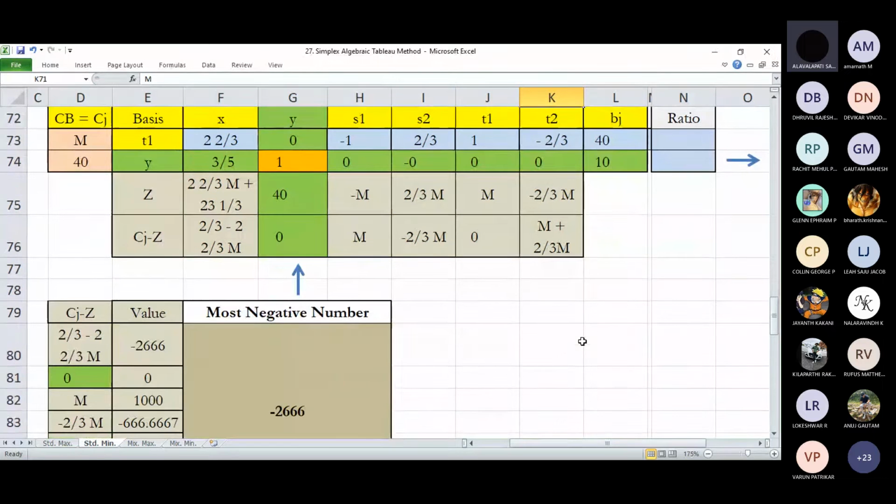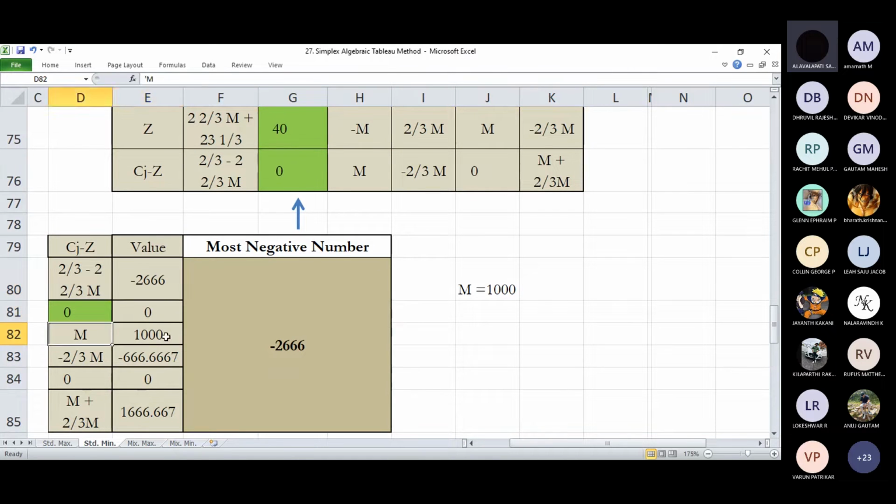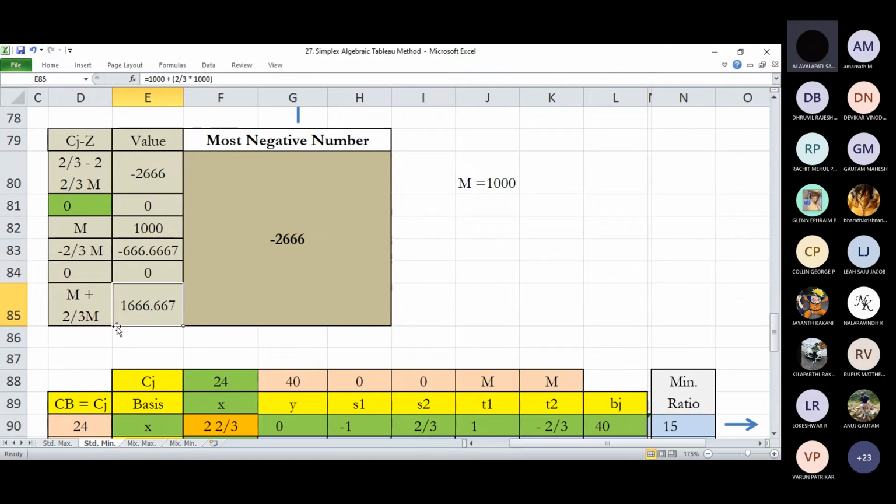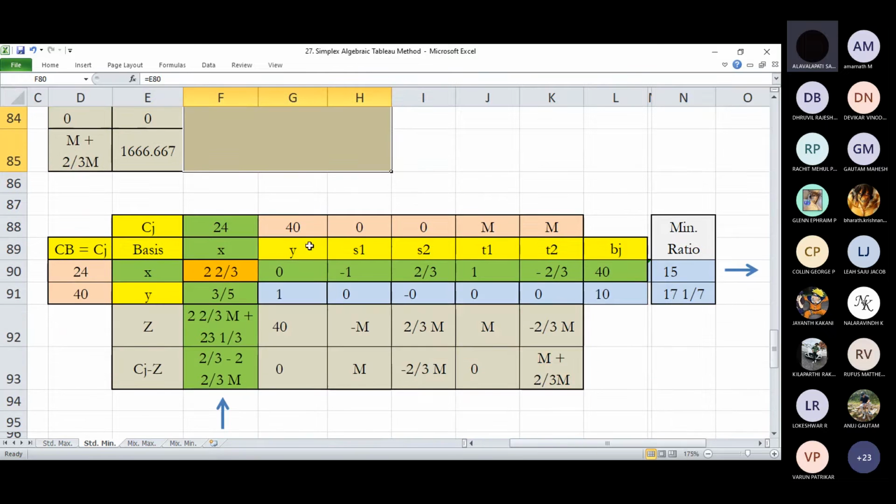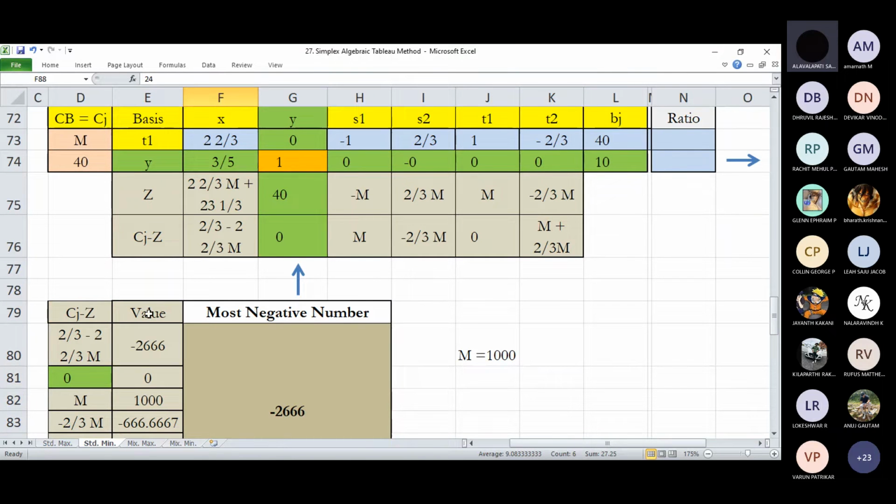Right. So let's take a look at the values. 2 by 3 minus 2 into 2 by 3 m, when you substitute m equals 1000, you get the value of minus 2666. Then 0, and the m value is 1000. This is minus 666, then 0, and this is a positive value, 1666.667. So among these, the least value or most negative value is minus 2666. So that corresponds to iteration 2, since all Cj minus Zj are not greater than or equal to 0.